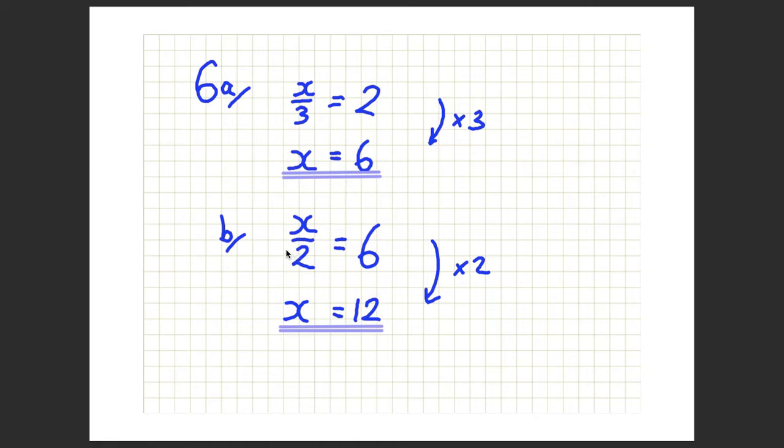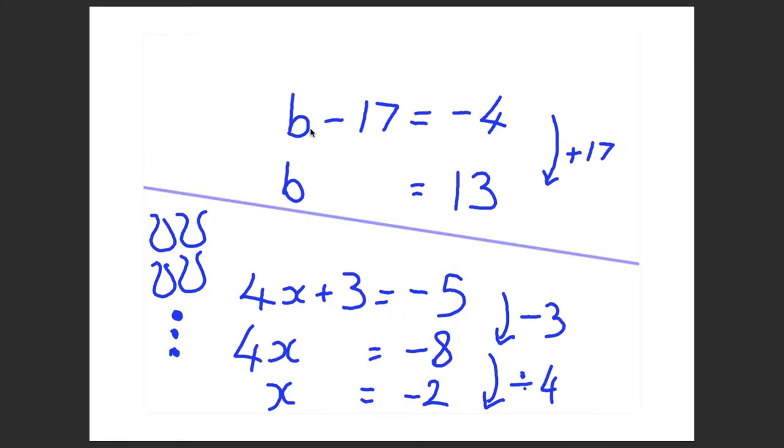Next one, x over 2, or x divided by 2, is 6. I want a whole x, so I need to multiply everything by 2. And then I get a whole x is equal to 12, having multiplied both sides by 2.